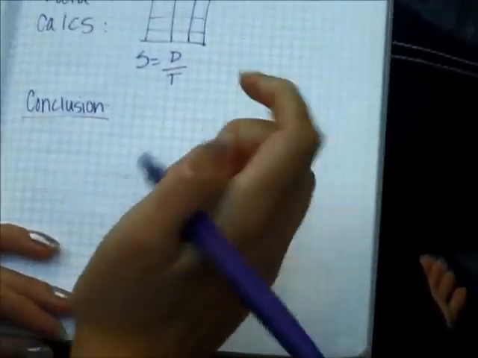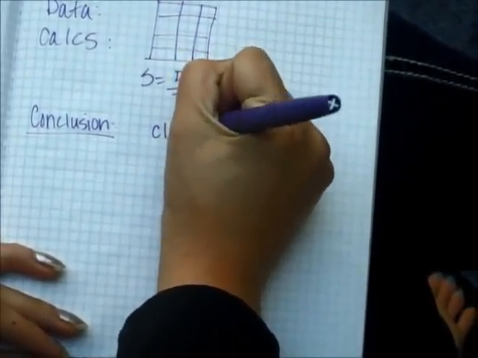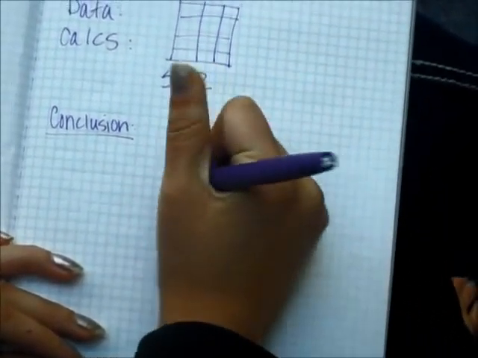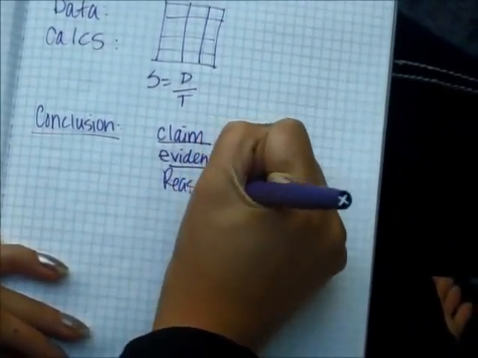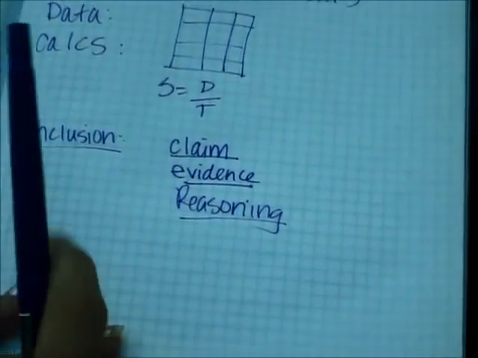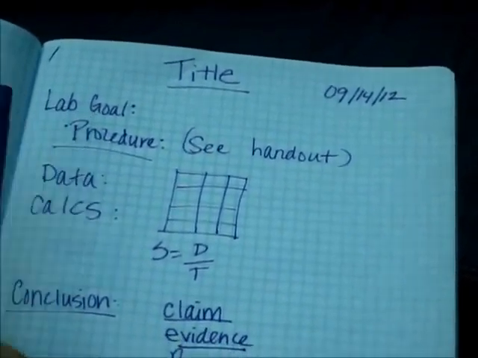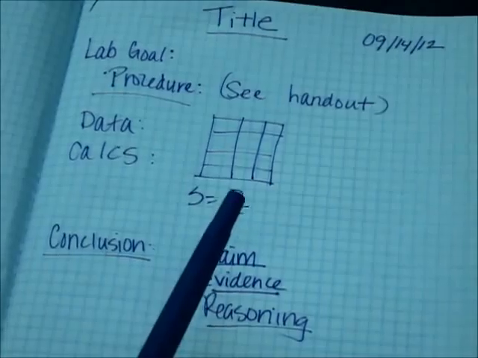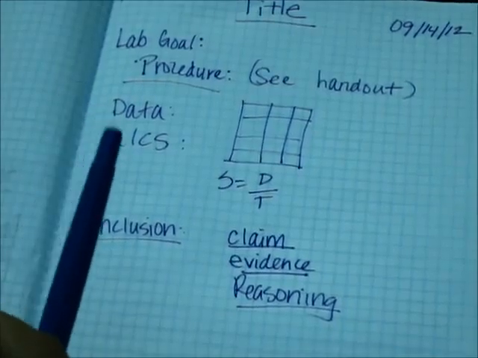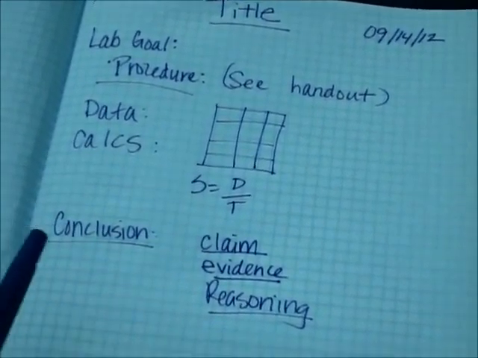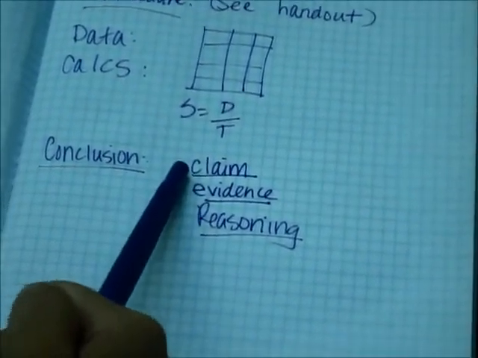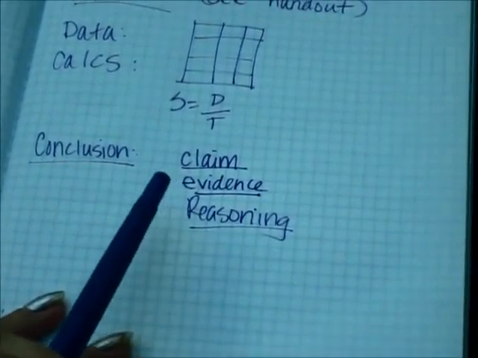And with the conclusion, you need the claim, the evidence, and then the reasoning. For the claim, it's the data that you found to answer your lab goal. Now, the evidence would be the support for your claim, as to why you got what you got for the data. And for reasoning, you give an example of how the claim makes sense and how it's logical.